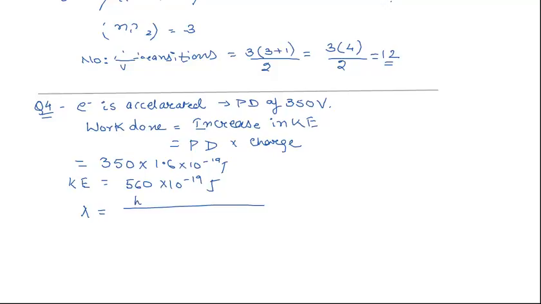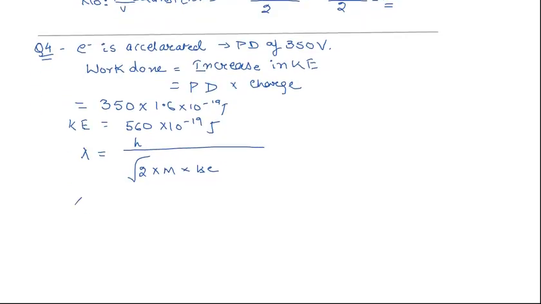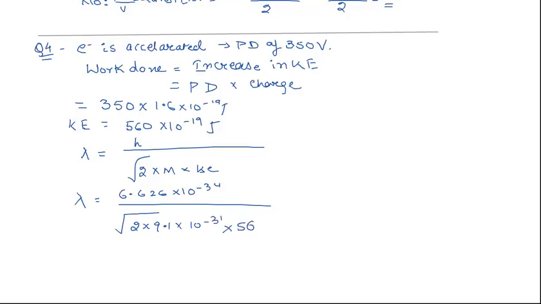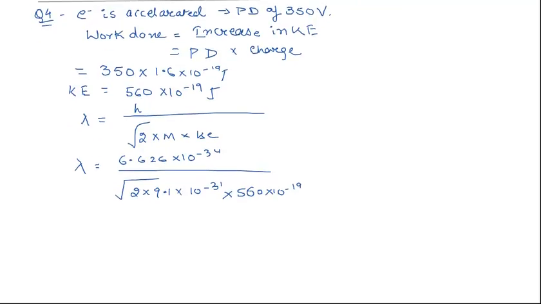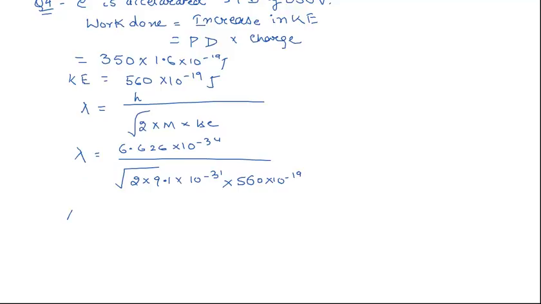Wavelength is equal to h divided by the square root of 2 into mass into kinetic energy. So lambda is equal to h, which is 6.626 into 10 to the power minus 34, divided by the square root of 2 into 9.1 into 10 to the power minus 31 into 560 into 10 to the power minus 19. So what will be the wavelength here?